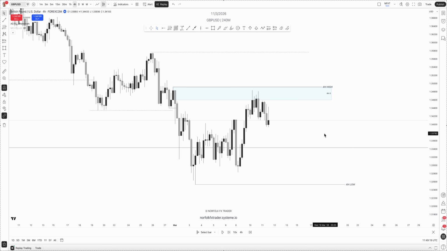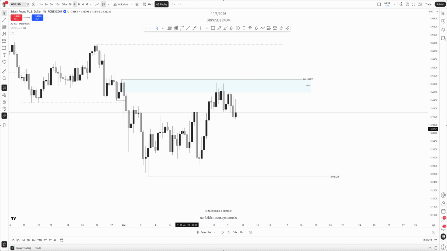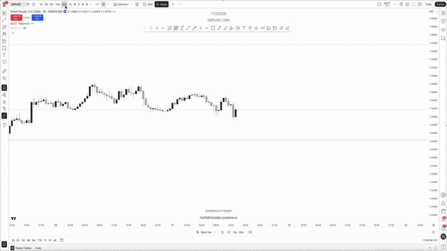And if we look at our internal structure on a 4-hour, we're currently bullish in the market because we had a break of structure, a break of structure. So we're currently bullish on internal structure. But what we're looking for now is a reason to sell out of our 4-hour area of supply. And that's why we go down to a 30-minute time frame for our entry.